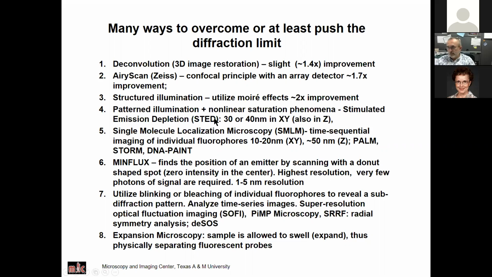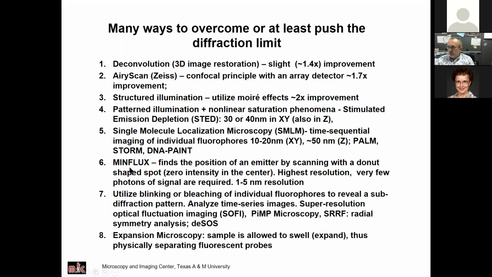One example is the STED system, and here we get down to about 30 or 40 nanometers in XY. There is also improvement in Z, which you could get about the same. The STED can go even to much higher resolution for some selected cases. Single molecule localization microscopy, that's a big group, and we'll talk about it in more detail. The examples include PALM, STORM, DNA-PAINT, ground state depletion, and similar techniques. Everybody likes their acronym, so there are so many different names for this.